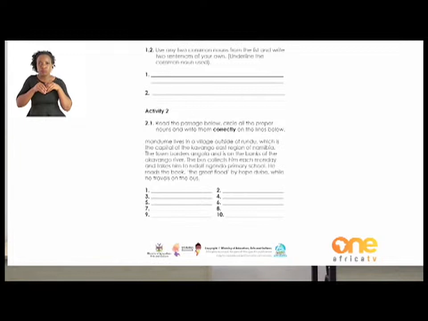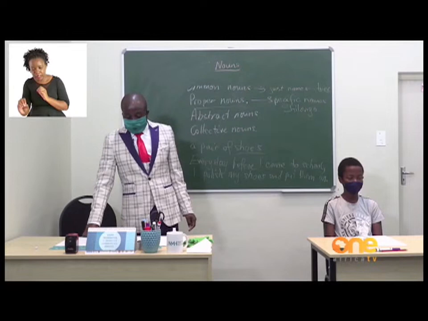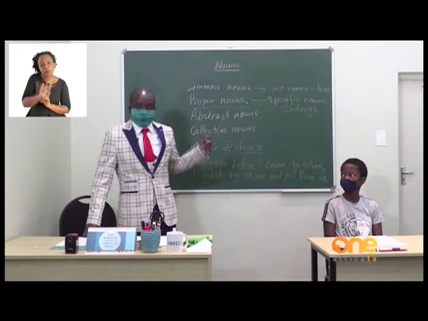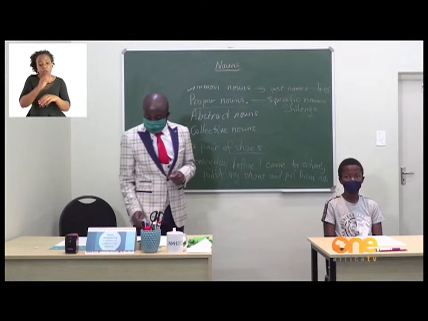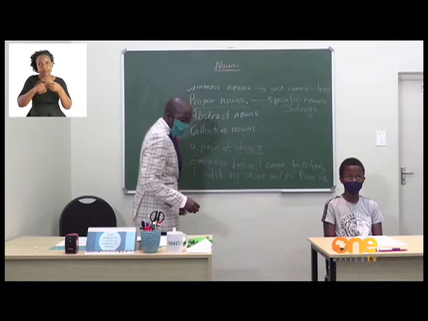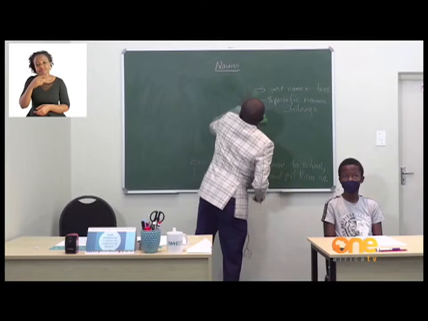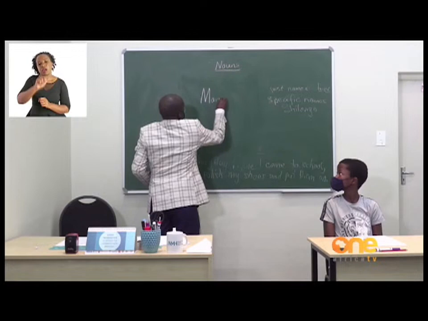So, we are given number 1 to 10 there. You read and choose proper nouns, which means specific names. For example, I will do number 1 and 2 for you. We have Mandume. Mandume, that's a name of a person. Let me wrap this. Mandume with a capital letter. Mandume. That's our number 1.